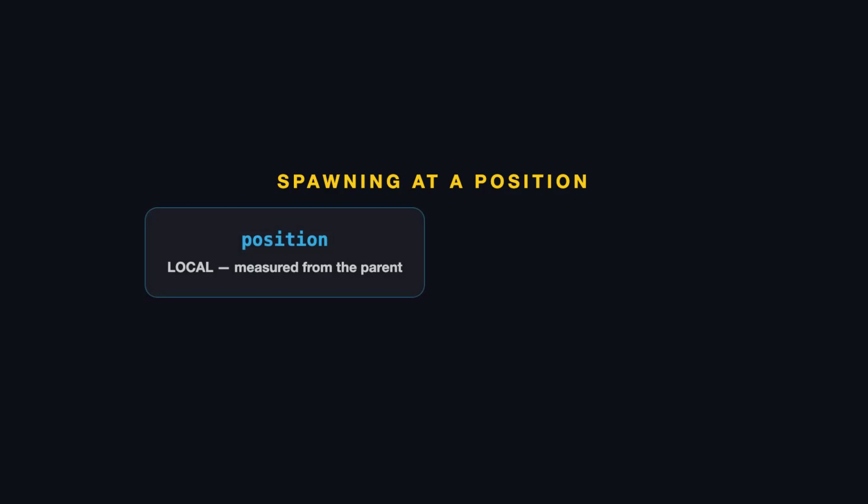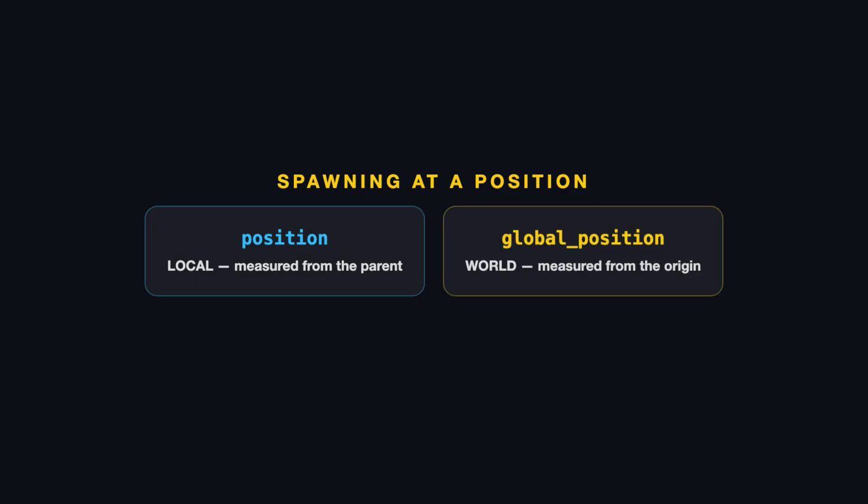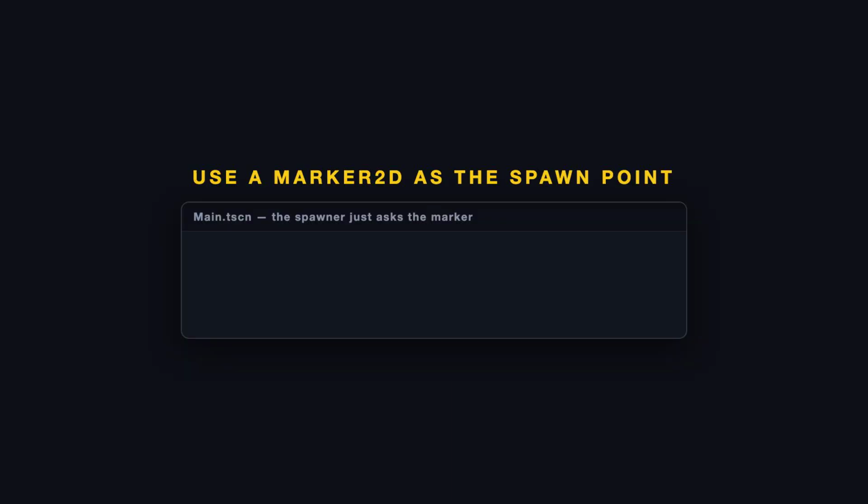Now the question everyone actually asks, how do I spawn it at a specific position? There are 2 properties, and mixing them up is the #1 spawn bug. Position is local, it's measured from the spawned object's parent. Global position is measured from the world origin, no matter who the parent is. For spawning, you almost always want global position.